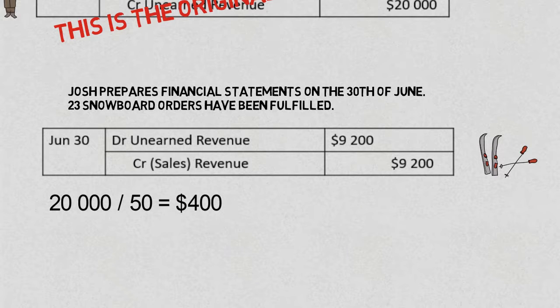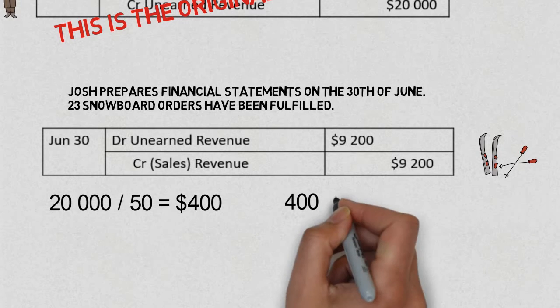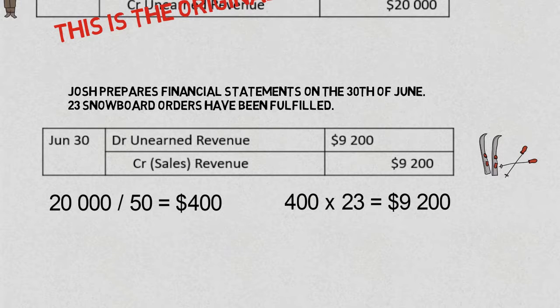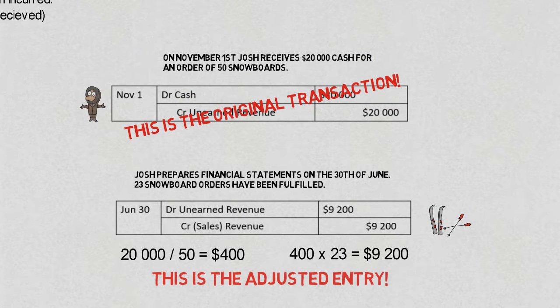We get this number by dividing 20,000 by 50, which gives us $400, the price of each snowboard. We then times this number by 23, which gives us the grand total of $9,200. This is the adjusted entry.